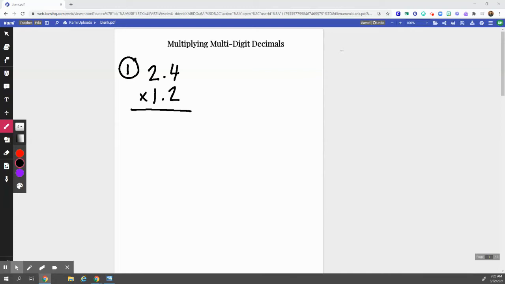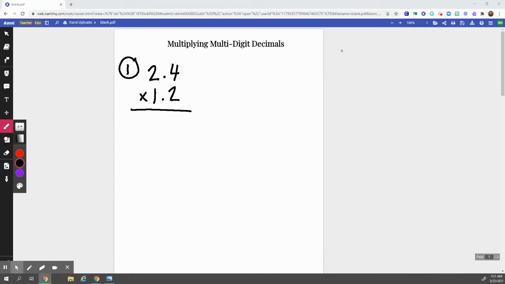Okay, today we are going to talk about multiplying multi-digit decimals. I want to start with a review of what you did last year, which is just multiplying with one decimal place. When we're multiplying decimals, we don't have to worry about lining the decimals up. So if one number has 3 decimals and the other only has 2, we don't have to worry about how they line up like we do with addition and subtraction.